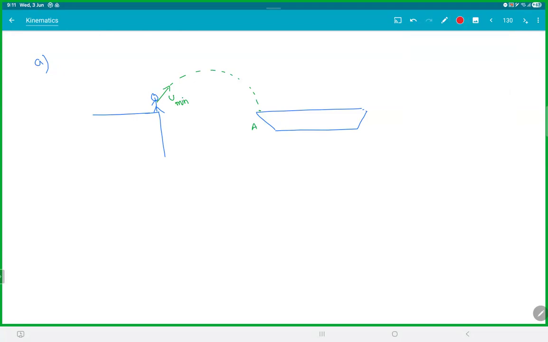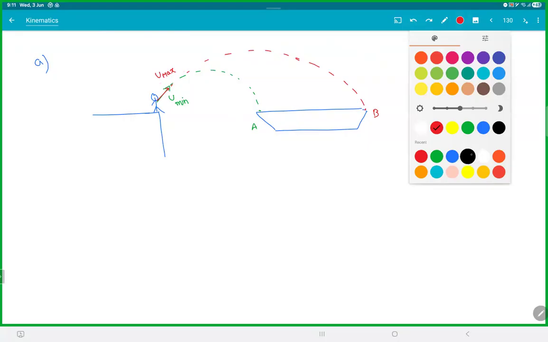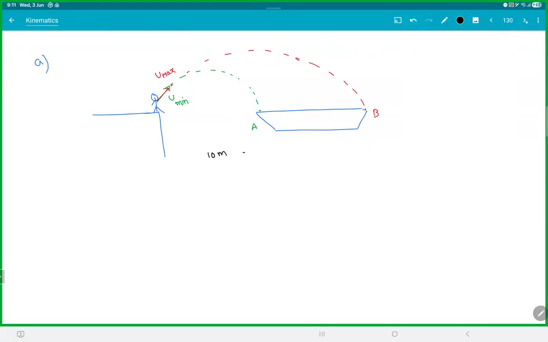Similarly, if you throw with a particular speed, u max, then you will go and hit the other edge of the boat. So anything more than u max, you will go outside. Anything less than u minimum, you will be this way. This is 10 meters, and this is also 10 meters. So indirectly, you're telling me the range of this stone should lie between 10 meters and 20 meters, isn't it? You throw however you want, the range of this stone must lie between 10 and 20.